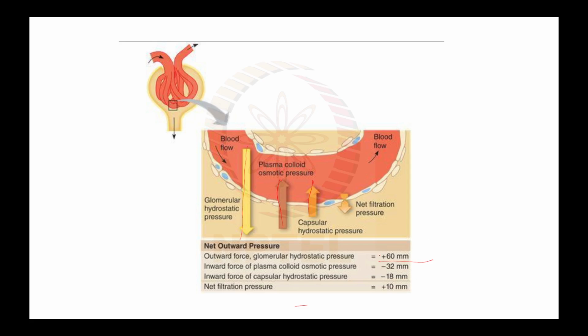So all together, the net pressure which is applied on the glomerular capillaries for the filtration is only 10 mmHg. That is why I told, even though the blood is coming with a very high blood pressure, the net pressure is only 10 mmHg and only 20% of the renal plasma is being filtered at a time in a minute.